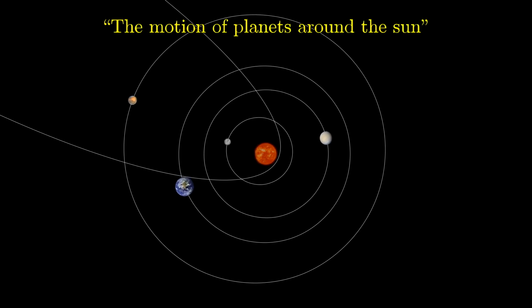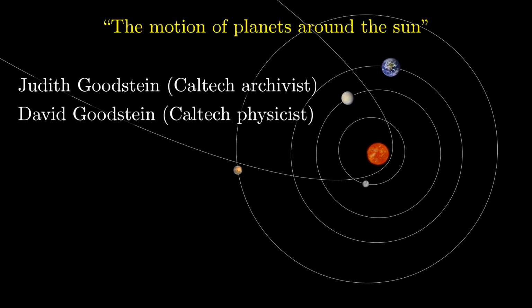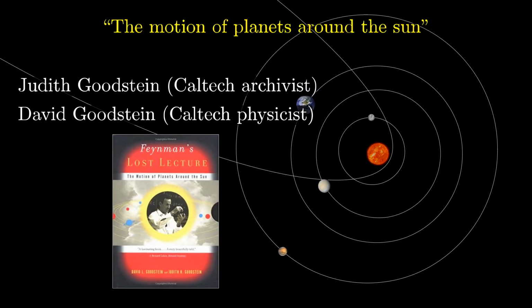One in particular, a guest lecture given on March 13, 1964, entitled The Motion of Planets Around the Sun, survived only as an unpublished partial transcript with a smattering of notes buried in the office of one of Feynman's colleagues, until it was eventually dug up by Caltech archivist Judith Goodstein. Despite the absence of some crucial blackboard drawings to follow what Feynman was actually saying, her husband, David, eventually reconstructed the argument of the lecture, which the two of them published in a book titled Feynman's Lost Lecture, conveying both the lecture itself and the surrounding story in a really beautiful way.